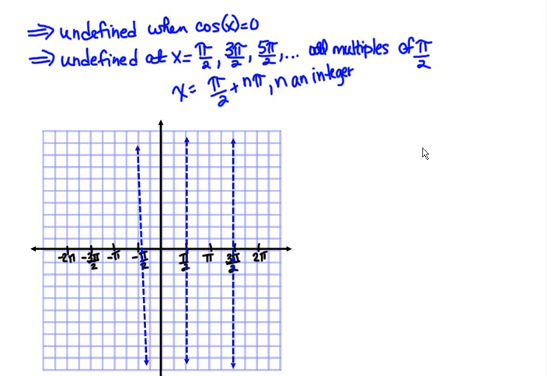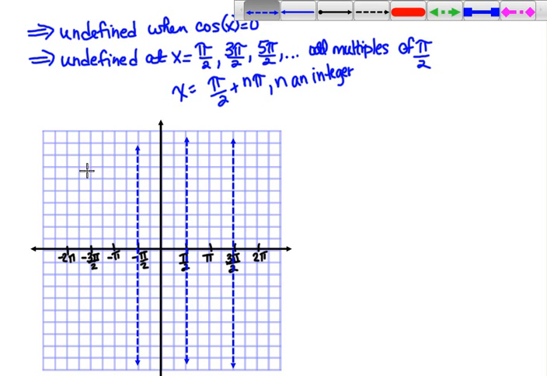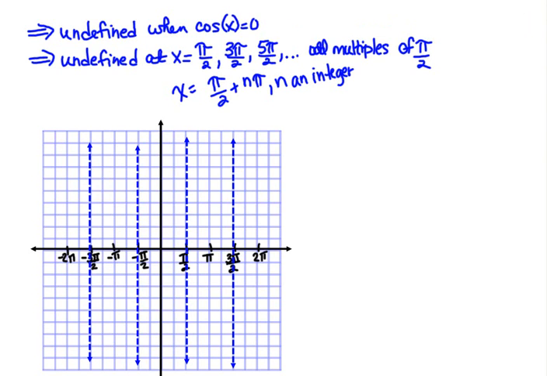Let me straighten that one up. There we go. Okay. And then the other thing we know is that we have zeros where? At 0, pi, 2 pi, negative pi, negative 2 pi.